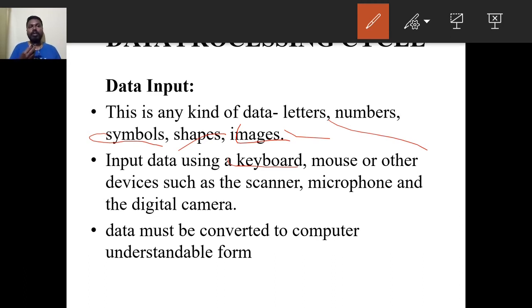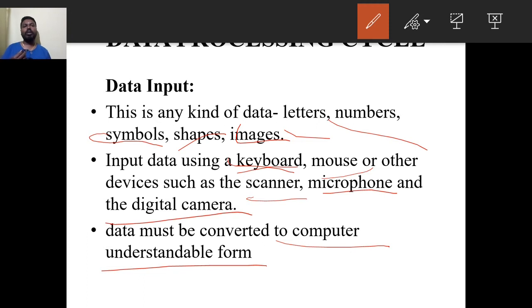What are the input devices we know? Keyboard, mouse, scanner, microphone, digital camera. These are all the input devices available. With the help of an input device, you can enter the data into the system. This is point number 2. After entering the data into the system, the data must be converted into computer understandable form. This is most important, because the computer knows only 0 and 1. The computer will do this automatically; we need not do it manually. So these are the 3 points in data input.